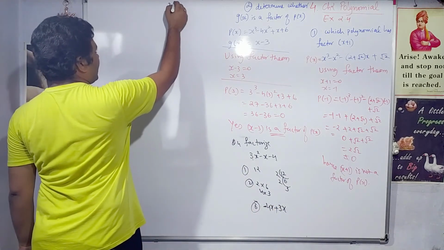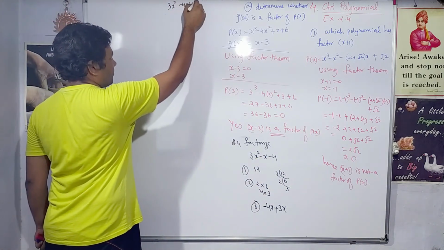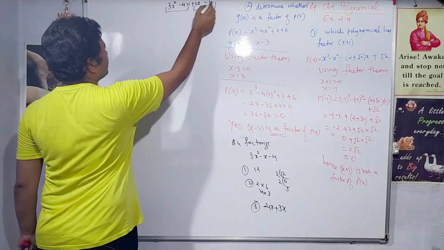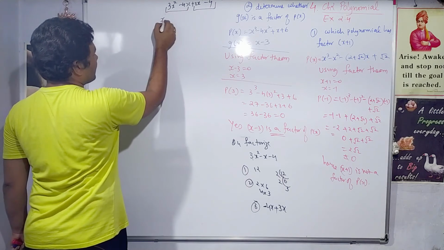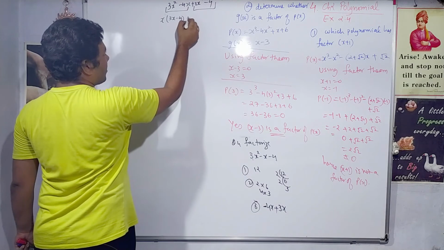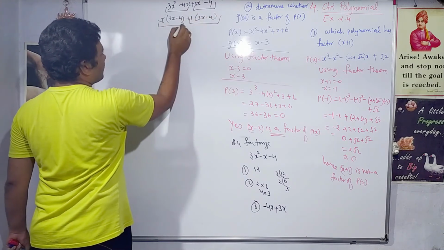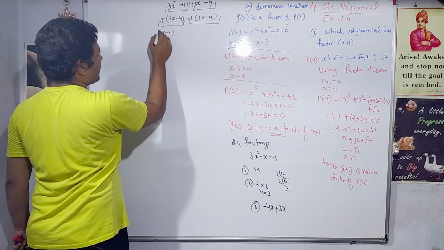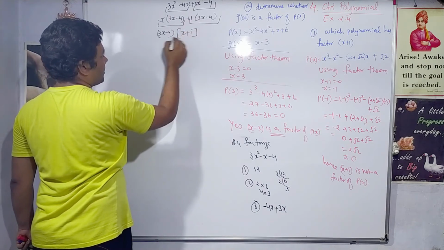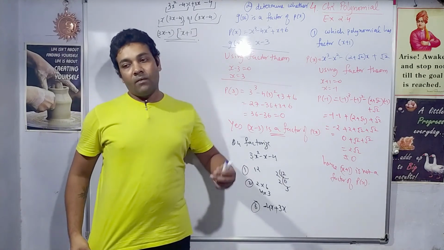So 3x square, instead of minus x, we write down minus 4x plus 3x minus 4. Make the pair of 2. So from here x will be common: 3x minus 4, and from here nothing is common, so just take out plus 1 common. Again from these two terms, 3x minus 4 will be common. Here remaining is x, here remaining is plus 1. So these are the factors of 3x square minus x minus 4.